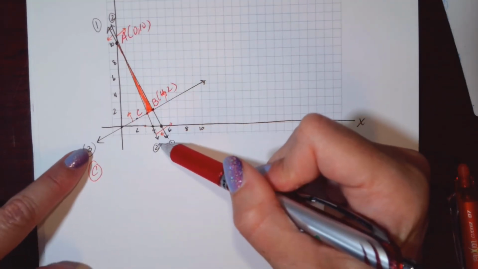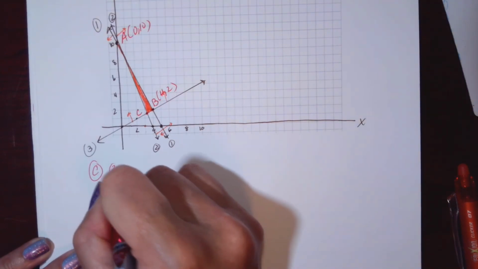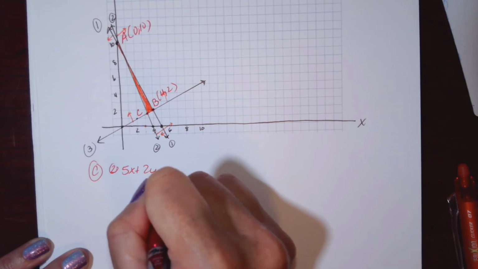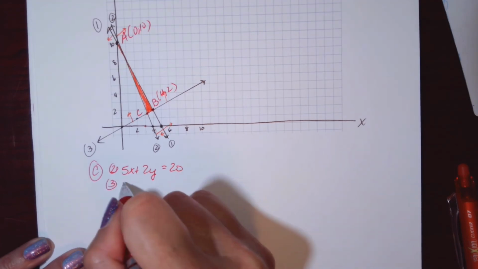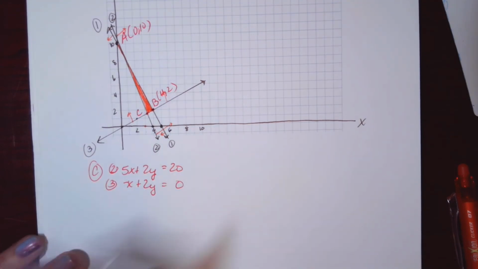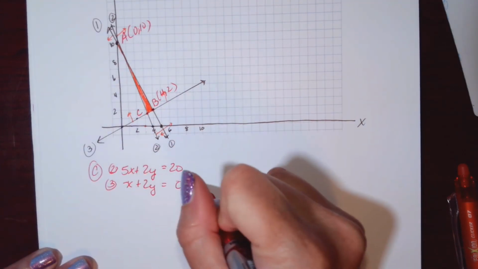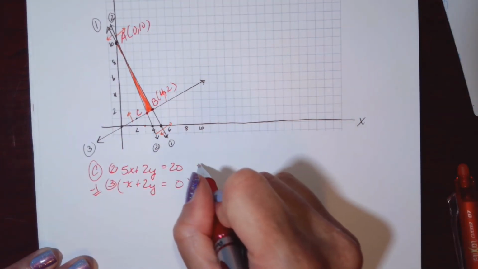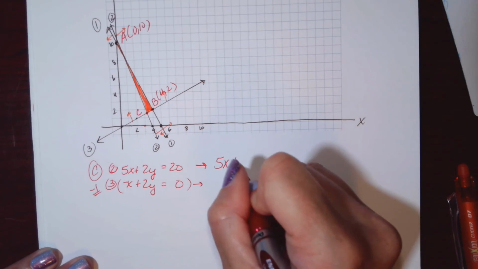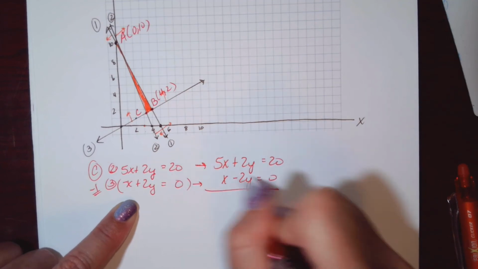C sits on my second and third constraints. That's my system, second and third constraints. So my second constraint is 5x plus 2y equals 20. And then my third constraint, negative x plus 2y equals 0. If I multiply this equation times a negative 1, not going to change the first one. This would become x minus 2y equals 0, and I could add that.